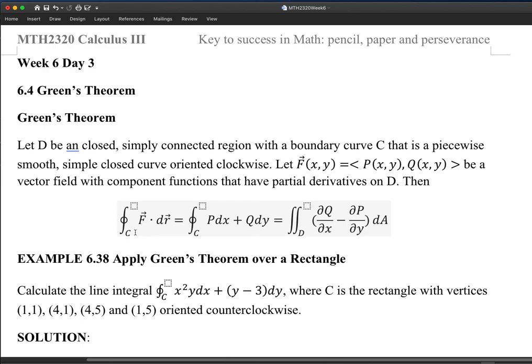Okay, anyway, for now we are doing 6.4 Green's theorem. I'm talking about the connection between Green's theorem and the fundamental theorem of line integrals.